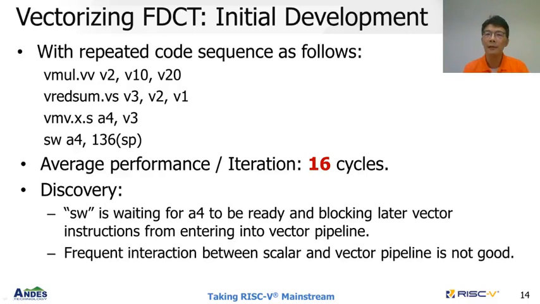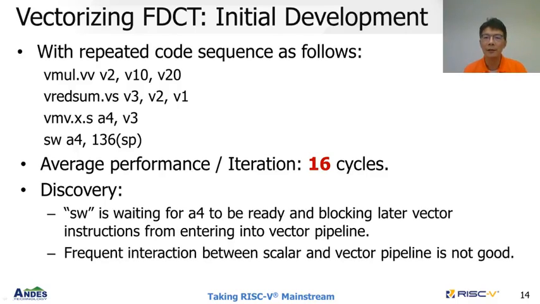It does a vector multiplication and then a vector reduction sum, and then moves the one reduction result to a scalar register and uses a scalar store to put it in memory. The average performance of the sequence is 16 cycles per iteration.